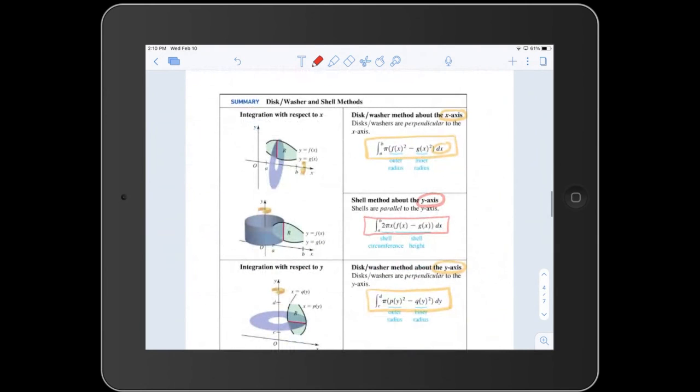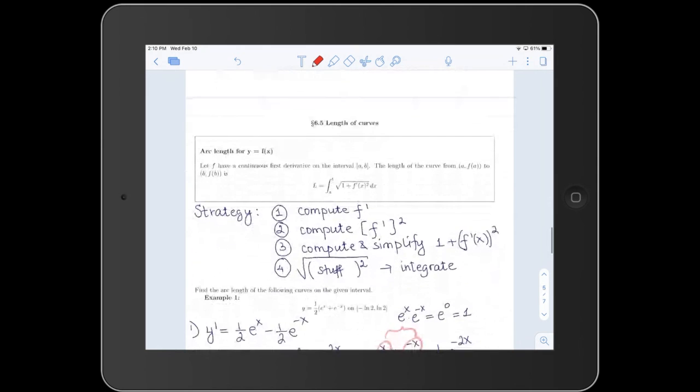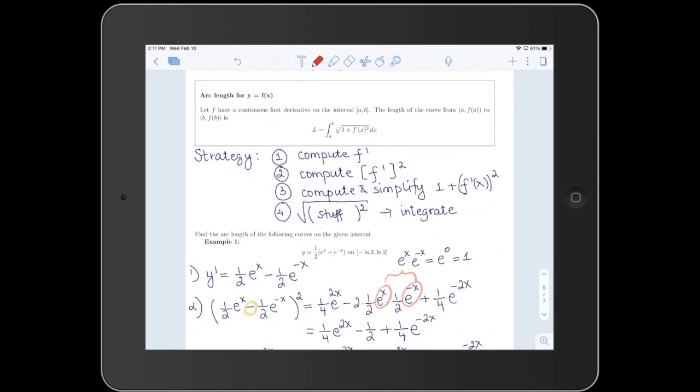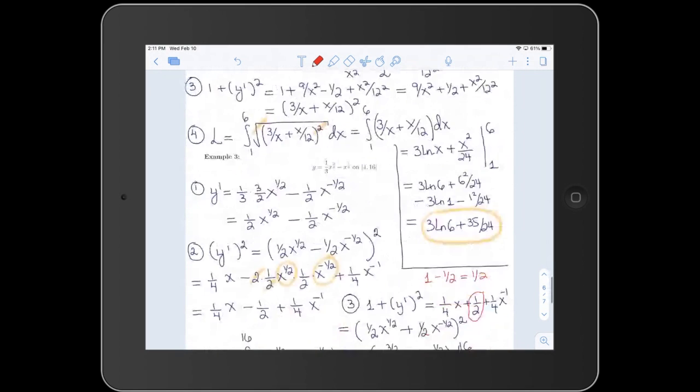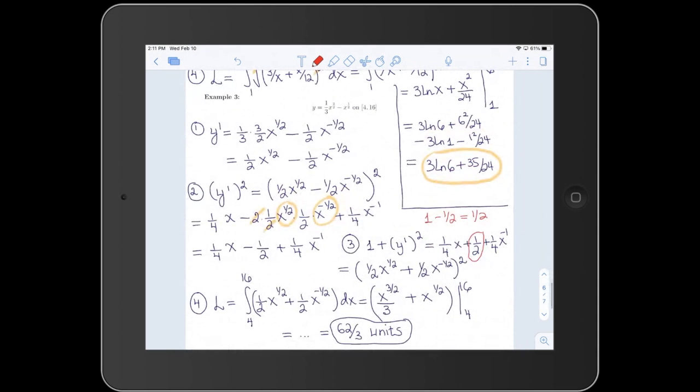Then here's your summary of the 2 methods. And I mentioned that you don't need to memorize this, just have it available to you in some notes. And then length of curve: we need to know this formula and how to apply it, and your optional strategy here is just break it down into steps, carefully compute each step, simplify it, and then evaluate the integral at the end.